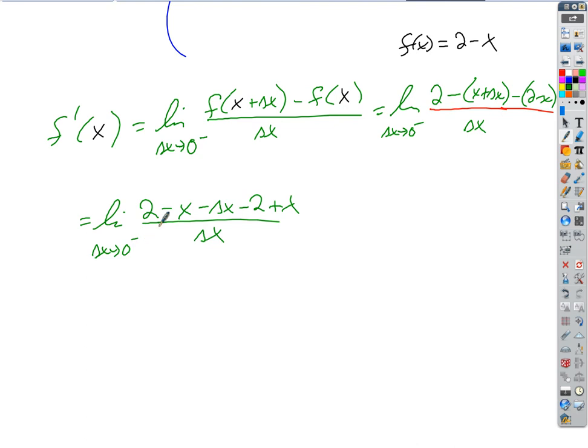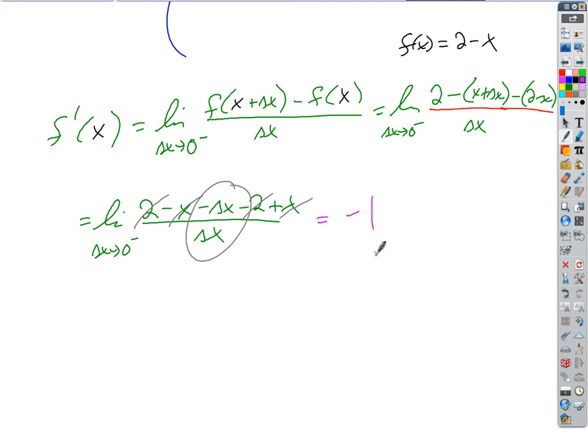And what do you notice? There's some horizontal cancellation, right? The 2's cancel, the x's cancel. All I get is negative delta x over delta x. Doesn't even matter what delta x is approaching, right? Our answer is just plain old negative 1. That's consistent, though, with what an absolute value function looks like, isn't it?